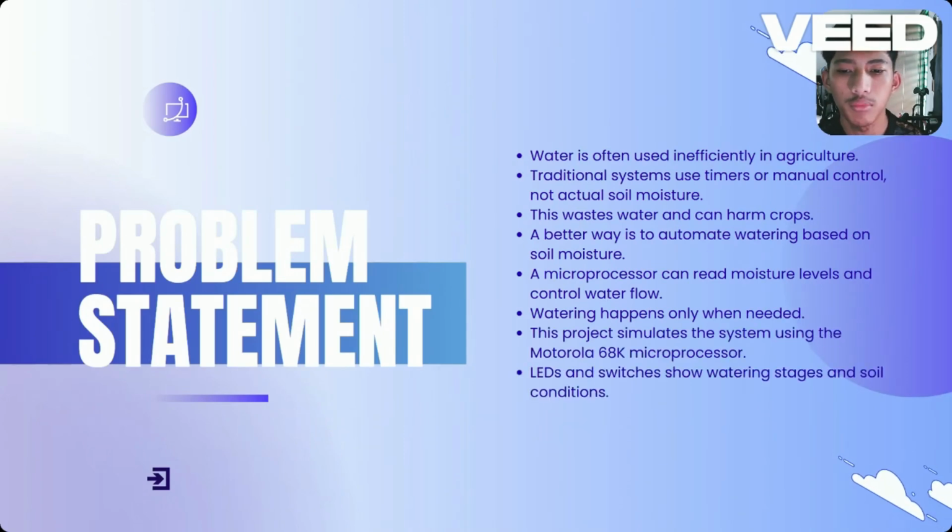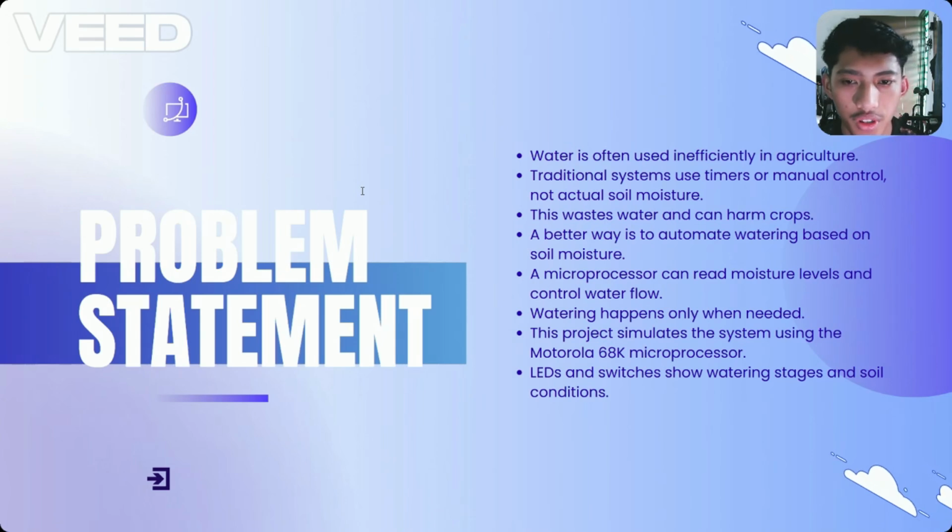So, about the problem statement. What is often used in irrigation? Traditional systems use time or manual control, not actual soil moisture. This wastes water and can harm crops. A better way is to automate watering based on soil moisture. The microprocessor can read the moisture level and control the water. Watering happens only when needed.